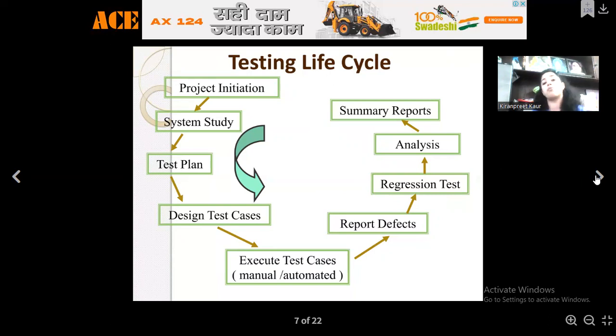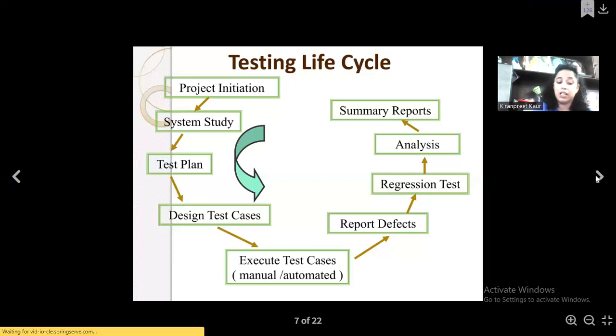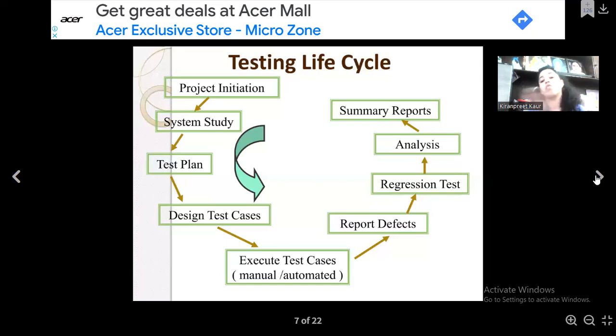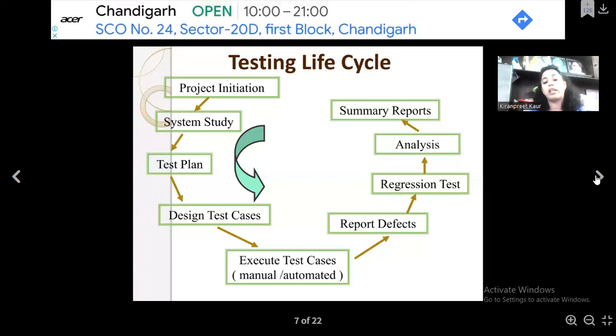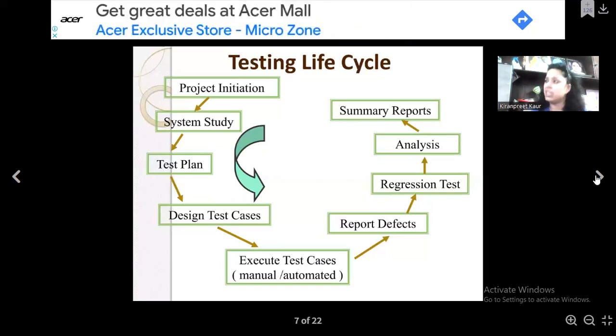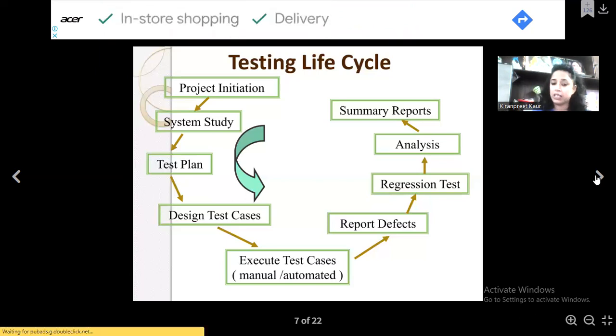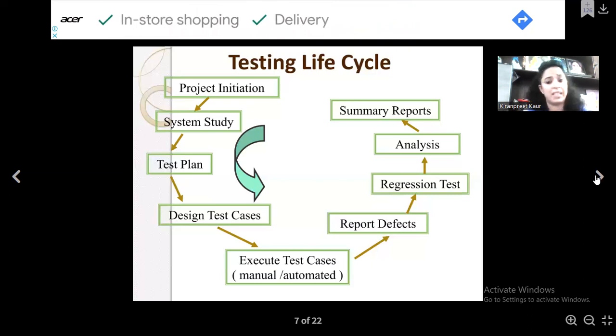For every testing procedure, what do we have to do? We have to make a test plan, right? That is, how many modules we have to test. We have to assign a test case ID to every test module. After that, we have to design the test cases for every single module, that these are the test cases which are going to be used for this specific module, right? Then we'll execute the test cases either by manual testing or by using some automated tool like Selenium.